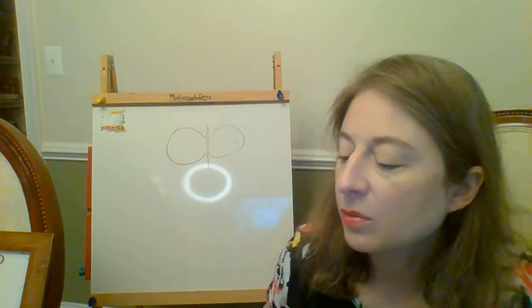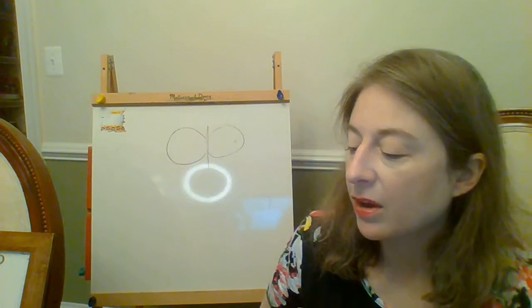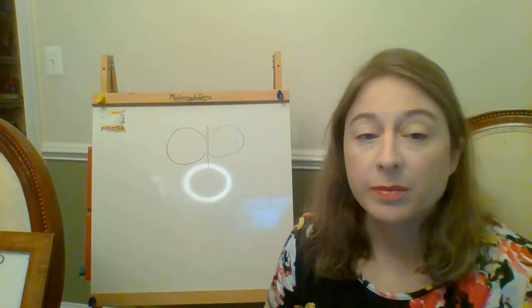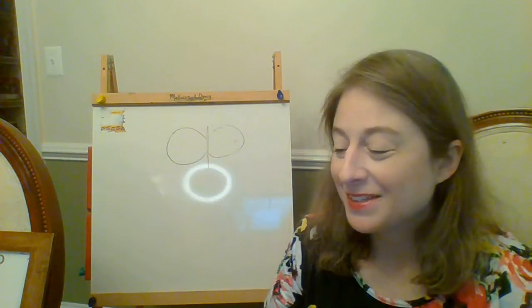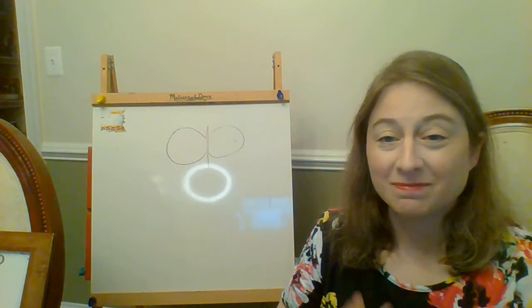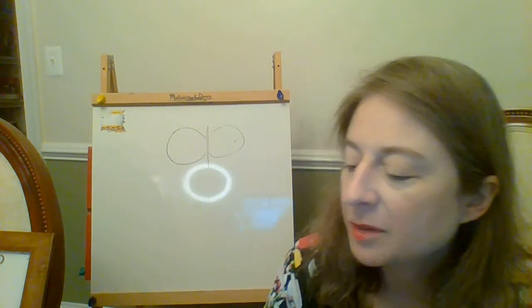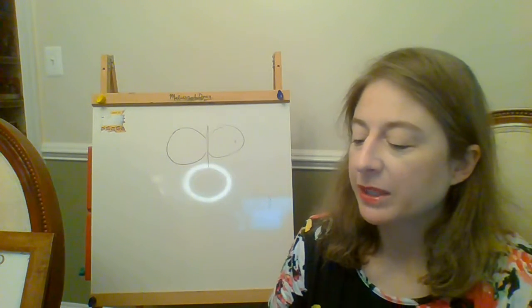Number 16, why would life cease to exist without the Earth's magnetic field? Well, the magnetic field of the Earth deflects cosmic rays, which would kill us. So, very helpful. Yay, magnetic field. Number 17, what are the plates and tectonic plates?